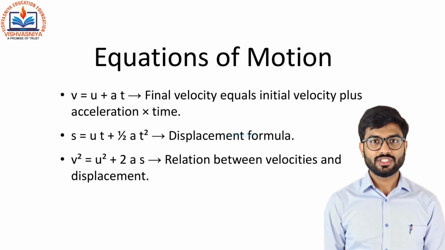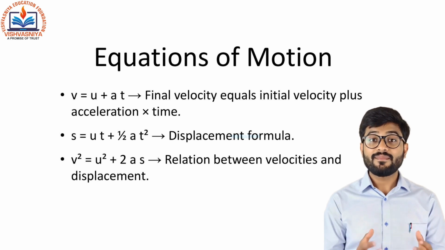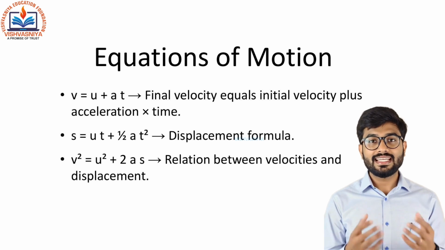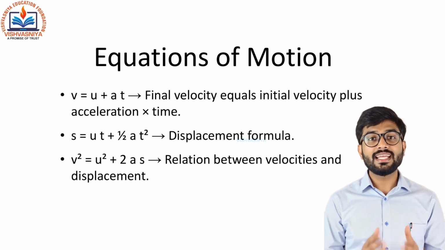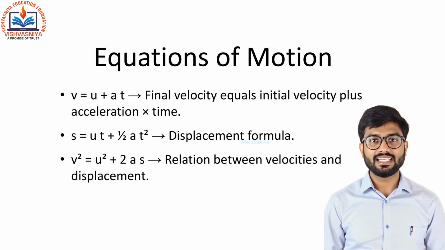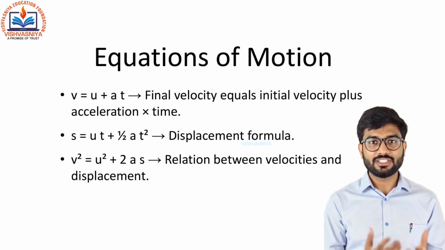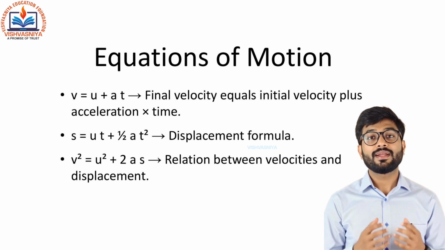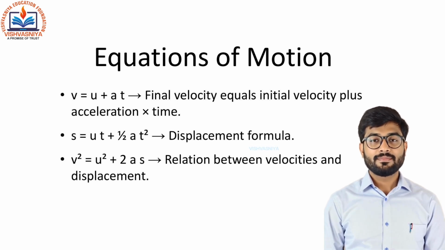Example, a stone is dropped from rest. Here initial velocity is 0, acceleration due to gravity is 9.8 meters per second squared and time is 2 seconds. Displacement equals half into 9.8 into 2 squared equals 19.6 meters. So in 2 seconds the stone falls about 19.6 meters.